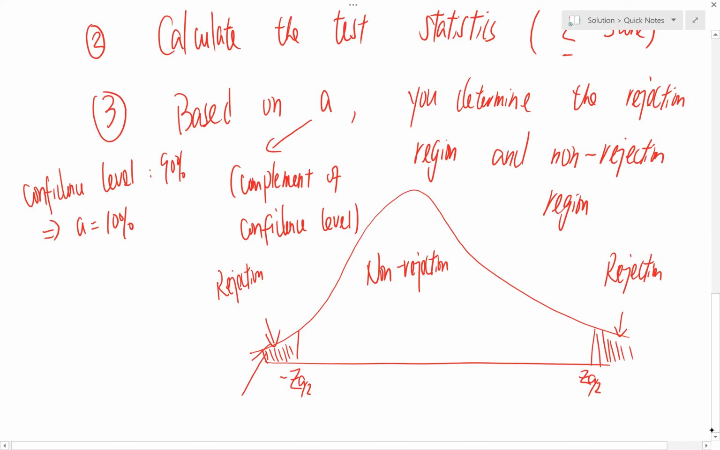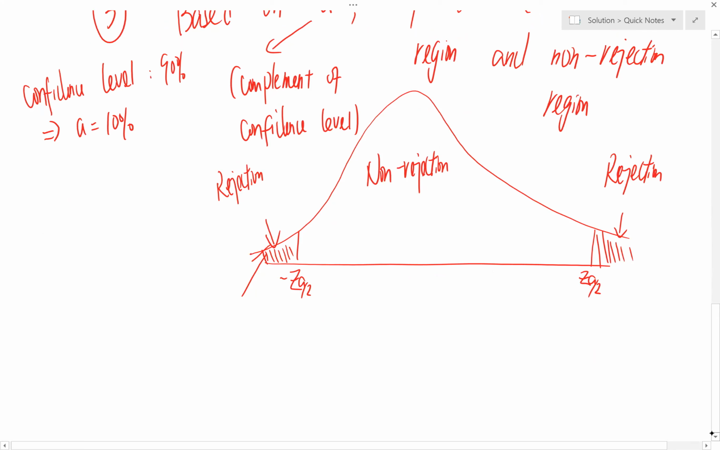We're still using the bell curve. Alpha determines the critical z-score. Based on the critical z-score, we determine the rejection and non-rejection regions, then compare the test statistic z-score to the critical z-score and determine whether to reject H0 or fail to reject H0. That's the third step. And the fourth step is to come up with the final conclusion: reject or fail to reject the null hypothesis, H0.